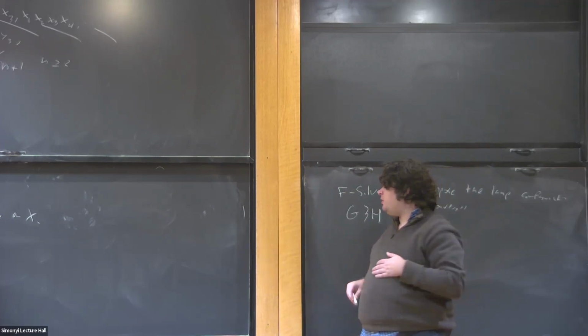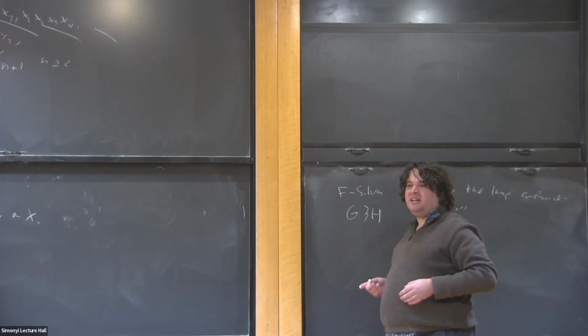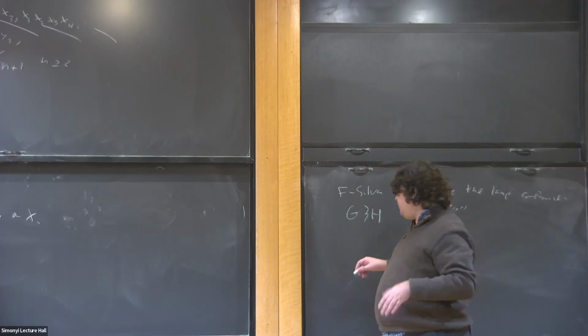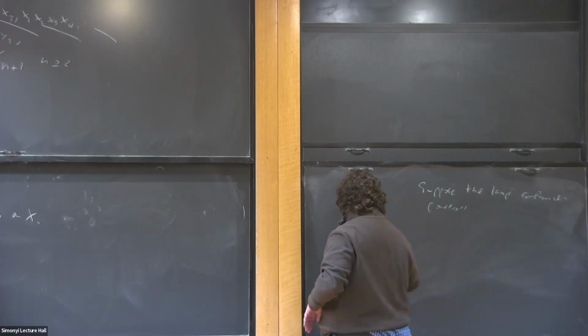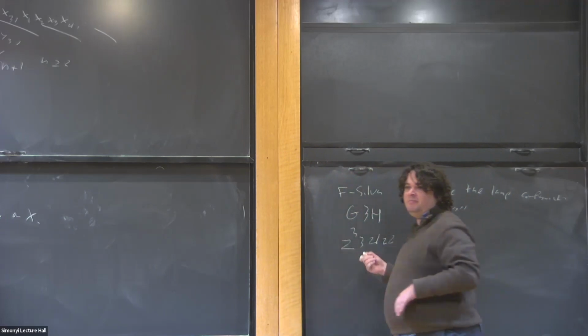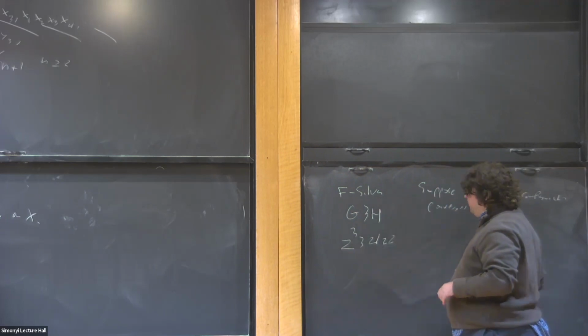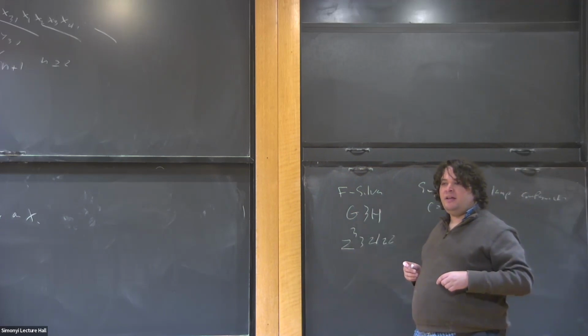What are you writing there? G free product H? What is G wreath H? H wreath H. Right? I mean, if you want. Right. I was just trying to. And what are G and H? G and H are arbitrary.